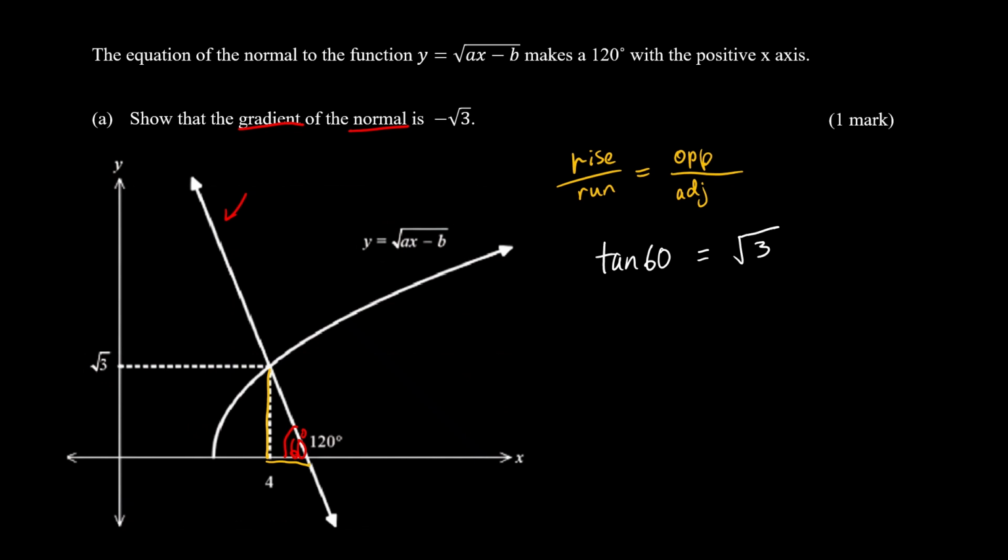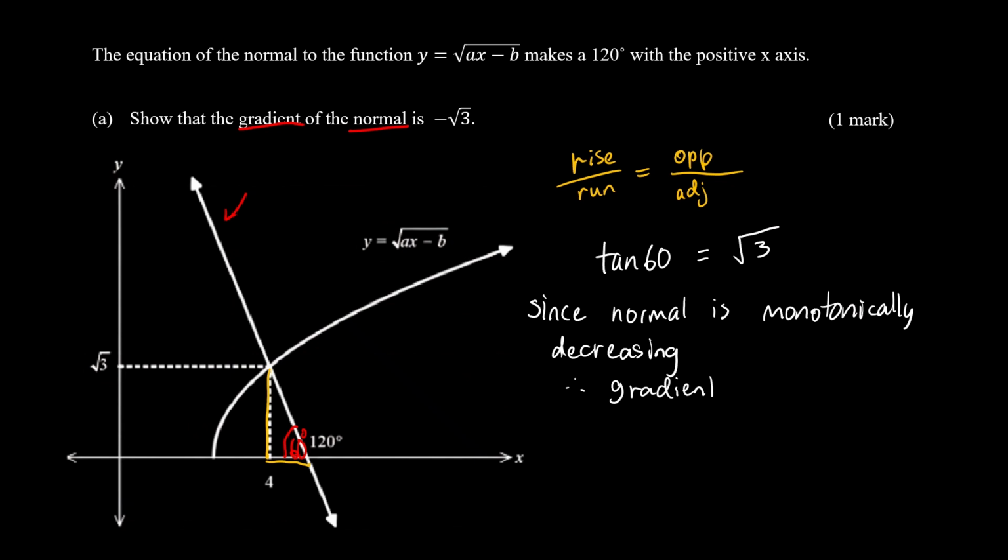Next, we need to use some logic here. We could say since normal is monotonically decreasing, therefore gradient is negative. Therefore gradient of normal is negative square root of 3. Okay, that's one way to do it.